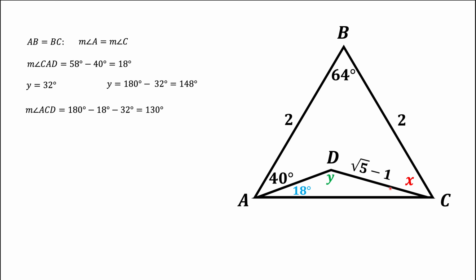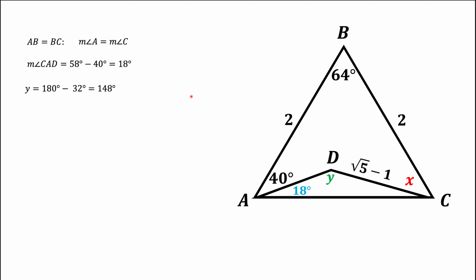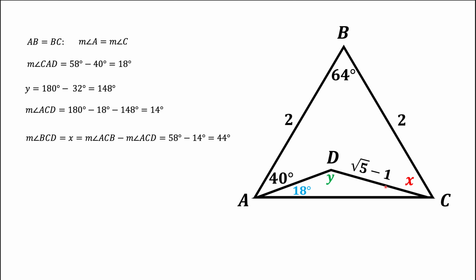And now I have a problem. The small angle is 130 degrees, but this big angle C is only 58 degrees. That can't be true. And because of that, we have to exclude this answer. If we exclude 32 degrees, the only other option we have is 148 degrees. So Y is 148 degrees. Now we can calculate this small angle ACD as 180 minus 18 minus 148 degrees, and we get 14 degrees. That's perfectly fine, there are no contradictions. And if this angle is 14 degrees and the big angle is 58 degrees, then the angle X should be 58 minus 14, which is equal to 44 degrees.